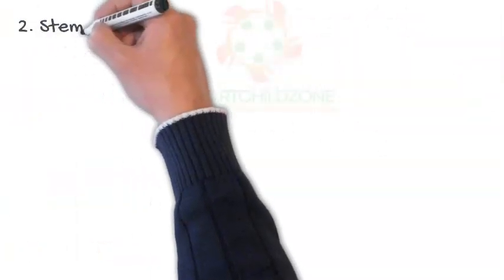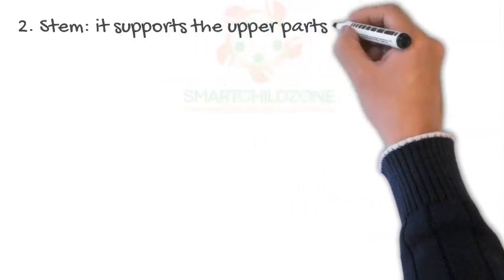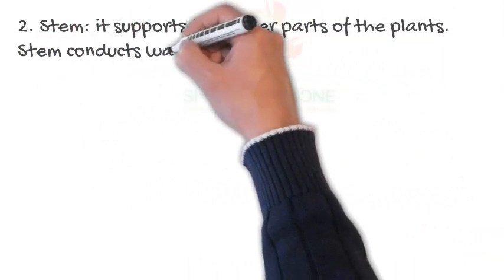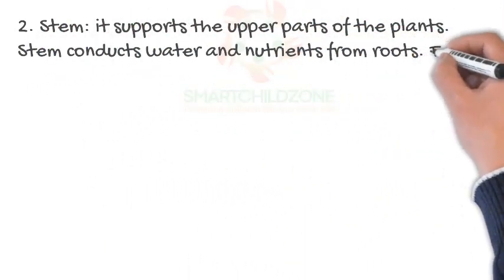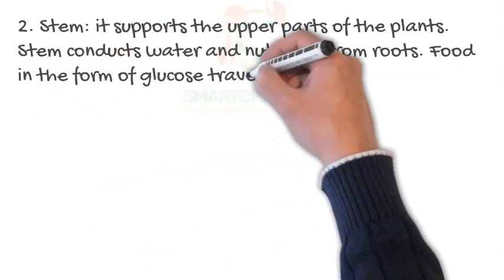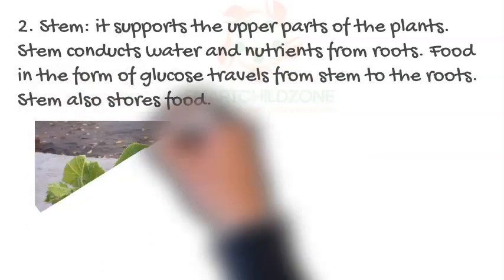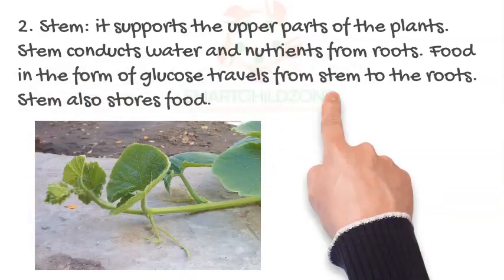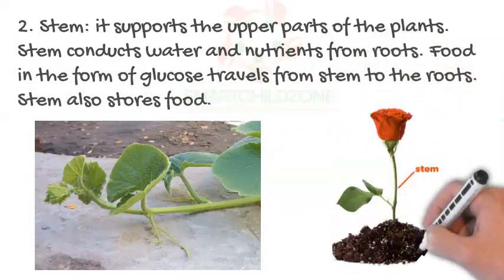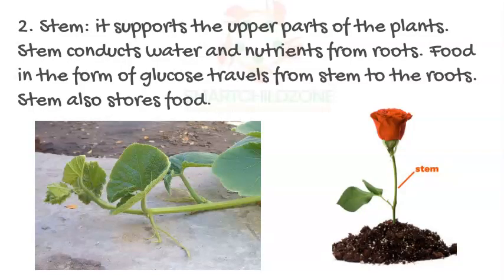2. Stem. It supports the upper parts of the plants. Stem conducts water and nutrients from roots. Food in the form of glucose travels from stem to the roots. Stem also stores food. A young stem, 1 year old or less, with leaves is called shoot.